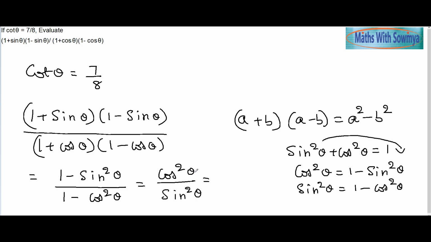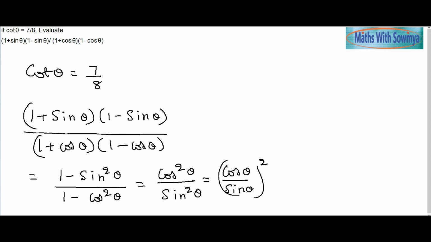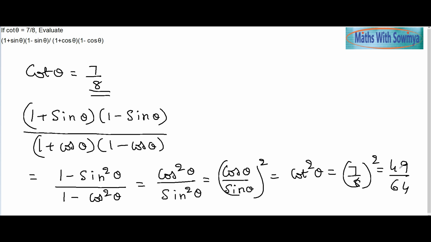Now we can say cos theta by sin theta whole square. What is cos theta by sin theta? Which is cot theta. So this is cot square theta. Cot theta we have as 7 by 8, whole square, so this is 49 by 64.